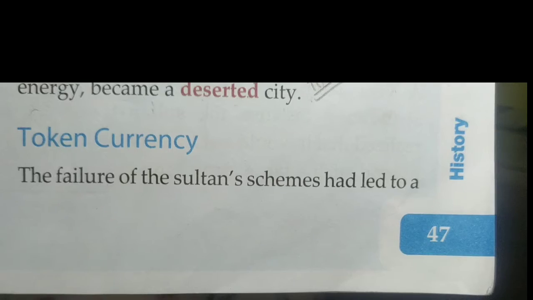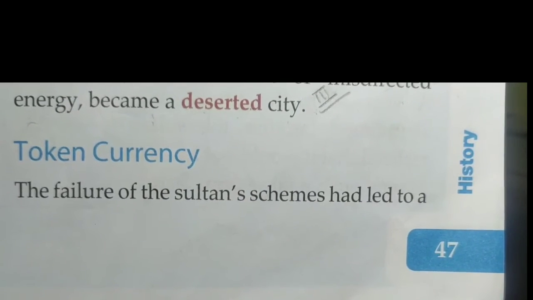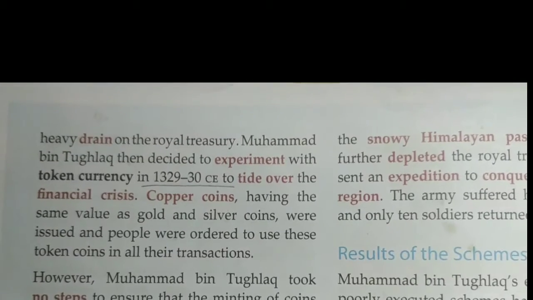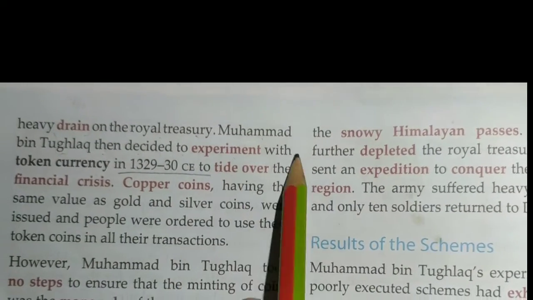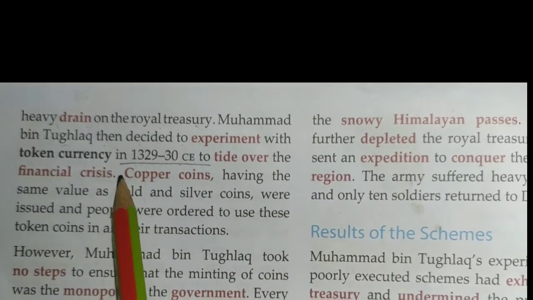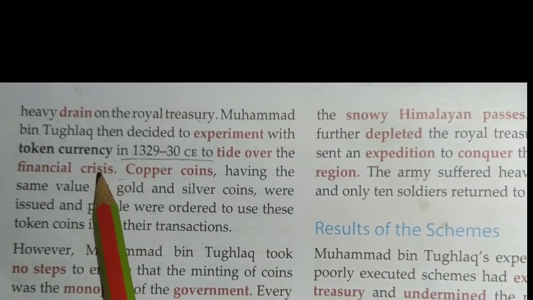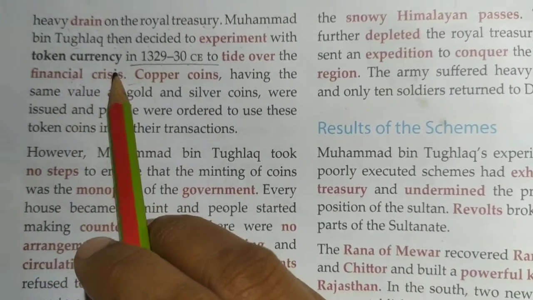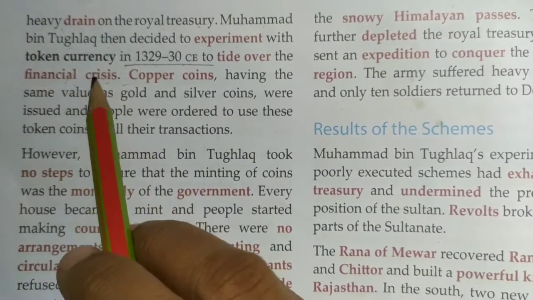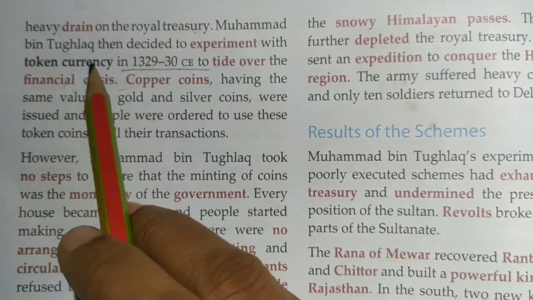So let us read this passage from your book. Token currency. The failure of the Sultan's scheme had led to a heavy drain on the royal treasury. Muhammad bin Tughlaq then decided to experiment with token currency in the year 1329 to 30 CE to tide over the financial crisis. So because of the taxation in the Doab and also the transfer of the capital, there was a financial crisis, right? So to cover up that financial crisis, he started with token currency.